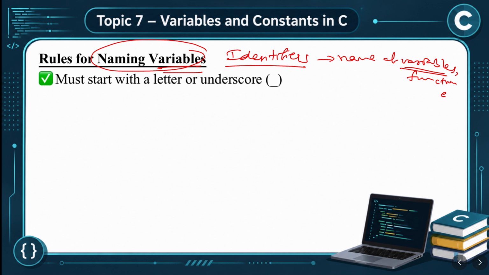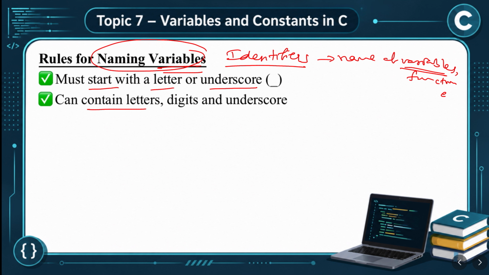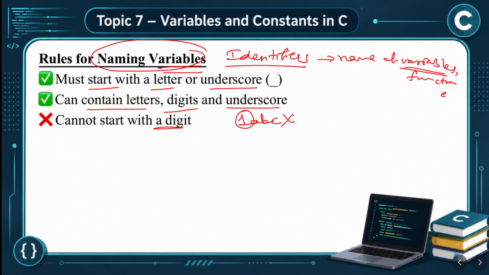Firstly, it can start with a letter or underscore. It can contain letters, digits, underscore. It cannot start with a digit. Example, if I see 1abc, this is wrong. It cannot start with an integer; it must start with a letter. For example, you can say age, right? It is starting with a letter. And it can also be _age. This is also valid. But if it is starting with a number or a digit, it is not a valid variable.